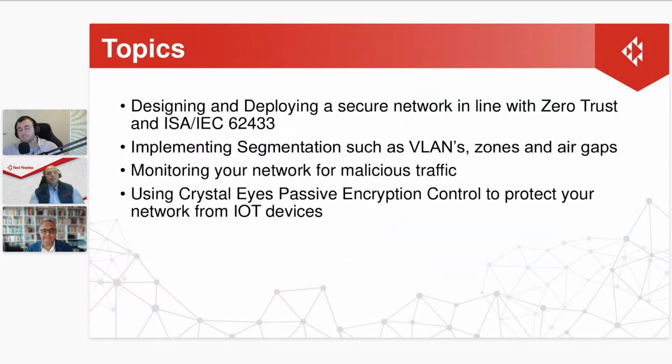Thank you, George. I'm Richard, and today I'll be going over our topics. So we'll be going over designing and deploying a secure network in line with Zero Trust and the ISA IEC 62433. We'll be going over implementing segmentation, such as VLANs, zones, and air gaps, how to monitor your network for malicious traffic, and using crystallized passive encryption control to protect your network from IoT devices.